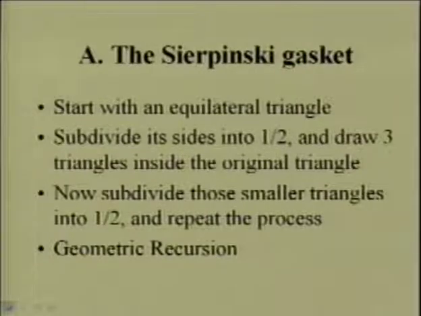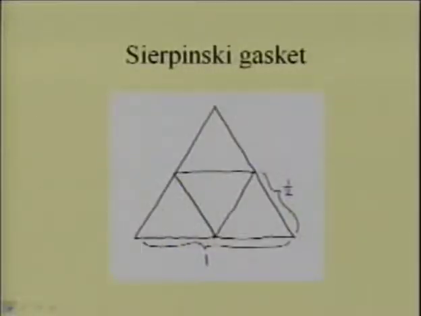So let's begin with the Sierpinski gasket. We start with an equilateral triangle, subdivide its sides into one half, and draw three triangles inside the original triangle. We subdivide the smaller triangles into one half and repeat the process. So we have geometric recursion. Let me go forward. Here is the original triangle. And you see that I have subdivided its sides into one half, and I get three similar triangles facing up. And there is a bottom-facing triangle in the middle that remains empty.